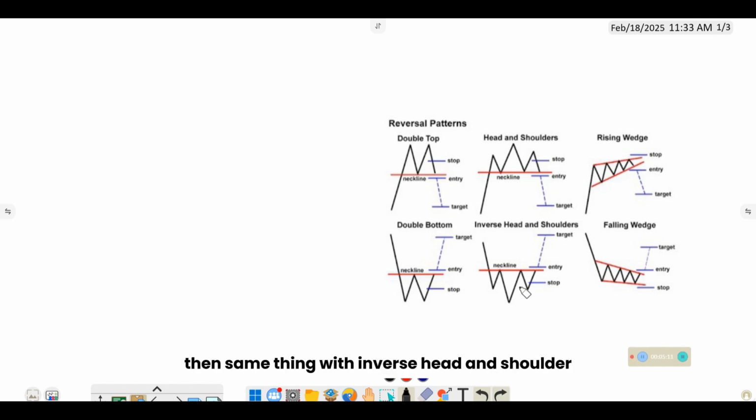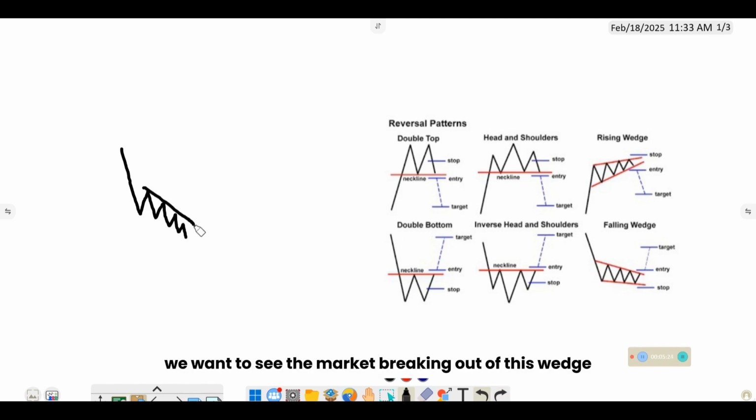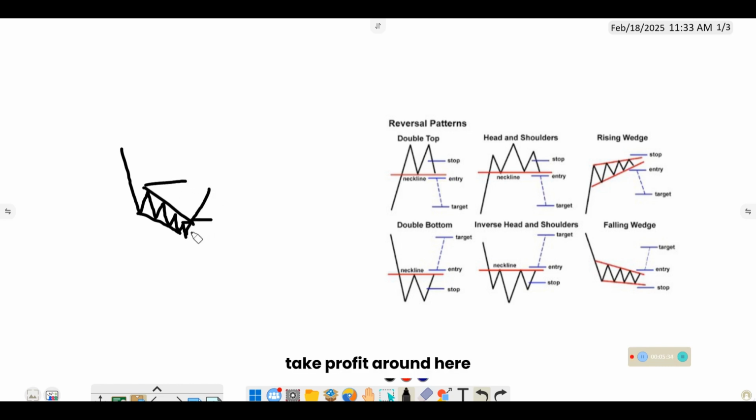Then same thing with inverse head and shoulder, same thing with falling wedge. For example, we have the market falling and getting low momentum as it's going down. We want to see the market breaking out of this wedge, maybe breaking the previous high and going through it. So we put our entry here, take profit around here, with our stop loss at the previous low.